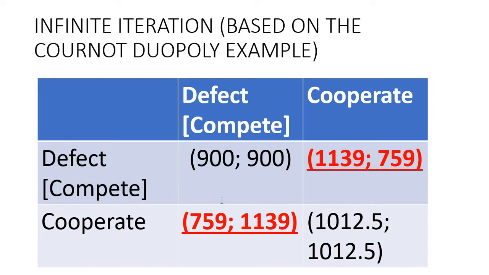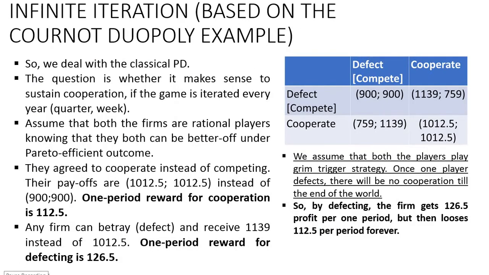And analogously, if the first firm decides to cooperate and the second firm decides to defect, then the first firm gets 759 and the second firm gets 1139. So as a result, you have a classical prisoner's dilemma. So in this case, both firms have a dominant strategy to defect, even though the corresponding Nash equilibrium 900-900 is not Pareto efficient. So the Pareto efficient outcome is here when both firms decide to cooperate.